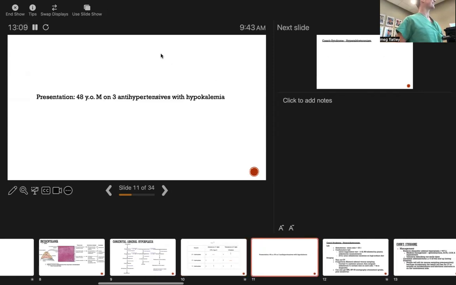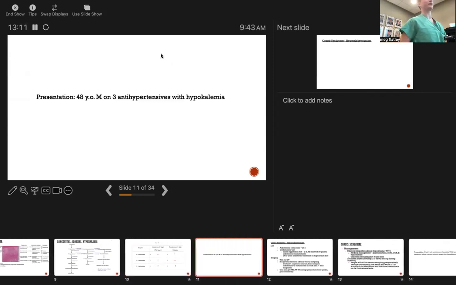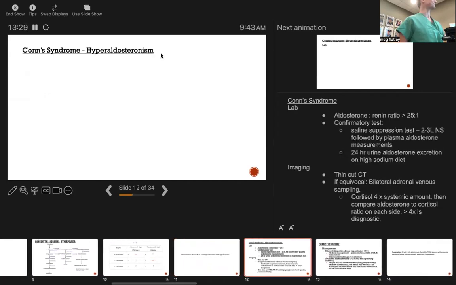Yeah. Okay. All right. So now we're going to go into case presentations to discuss the rest of the etiologies we have to know for the ABSITE. Our first presentation is a 48-year-old male who's on 3 antihypertensives with poorly controlled hypertension, and he has hypokalemia. What is the likely diagnosis? Yes, Conn syndrome, hyperaldosteronism. Great.